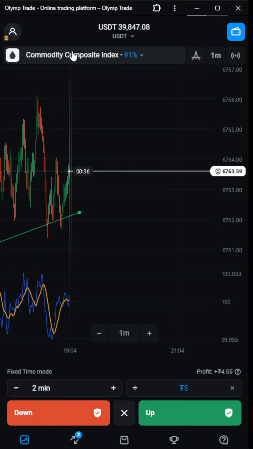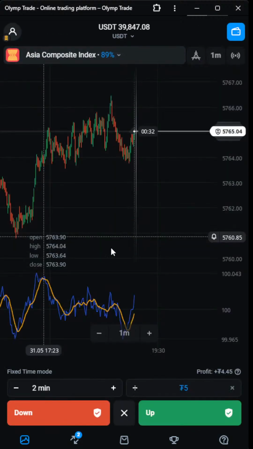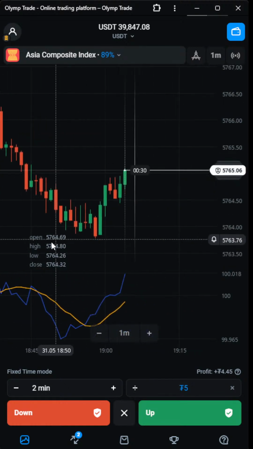Mr. Gidon said Asia Composite Index. Let's find Asia Composite Index. Do we have a signal on this one? Yeah, it's about to cross.